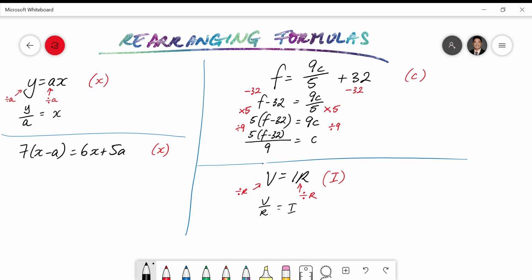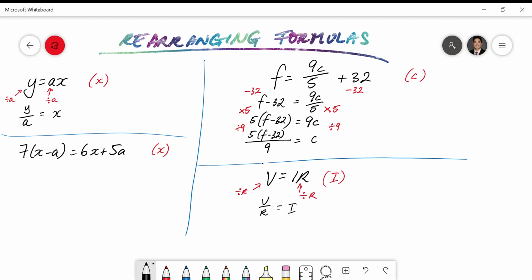So if we want to work out the degrees Celsius equivalent when we know the value for Fahrenheit, we put the value of F into here, subtract 32, multiply it by 5, divide by 9, and we have converted to Celsius.